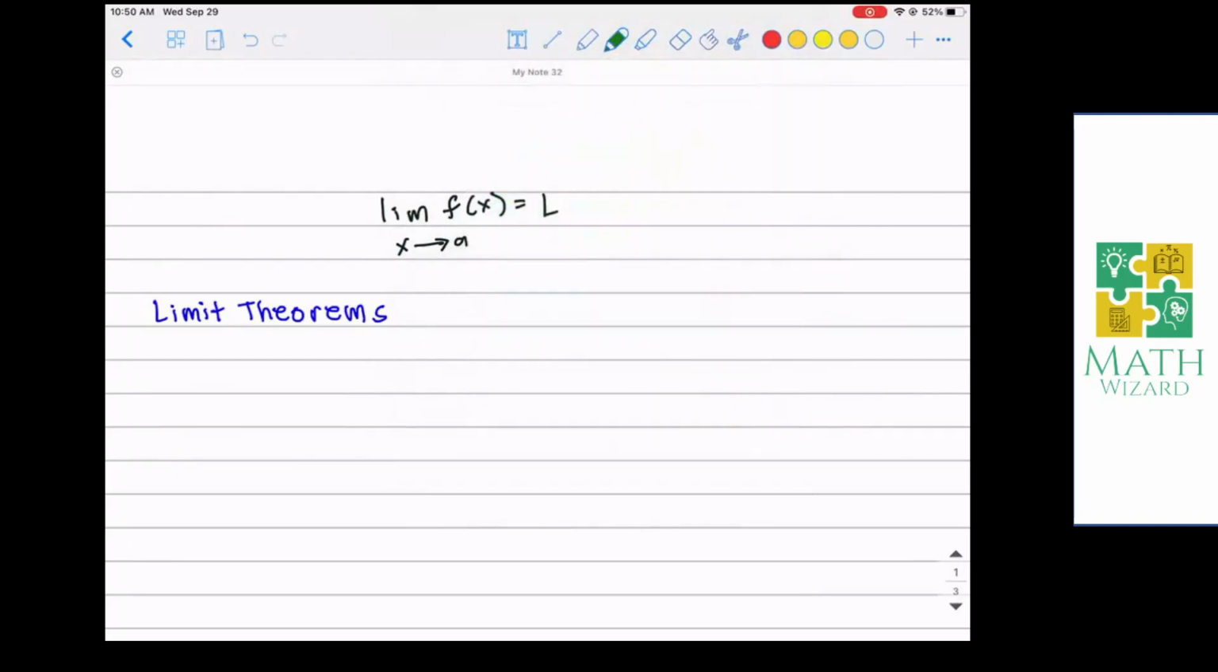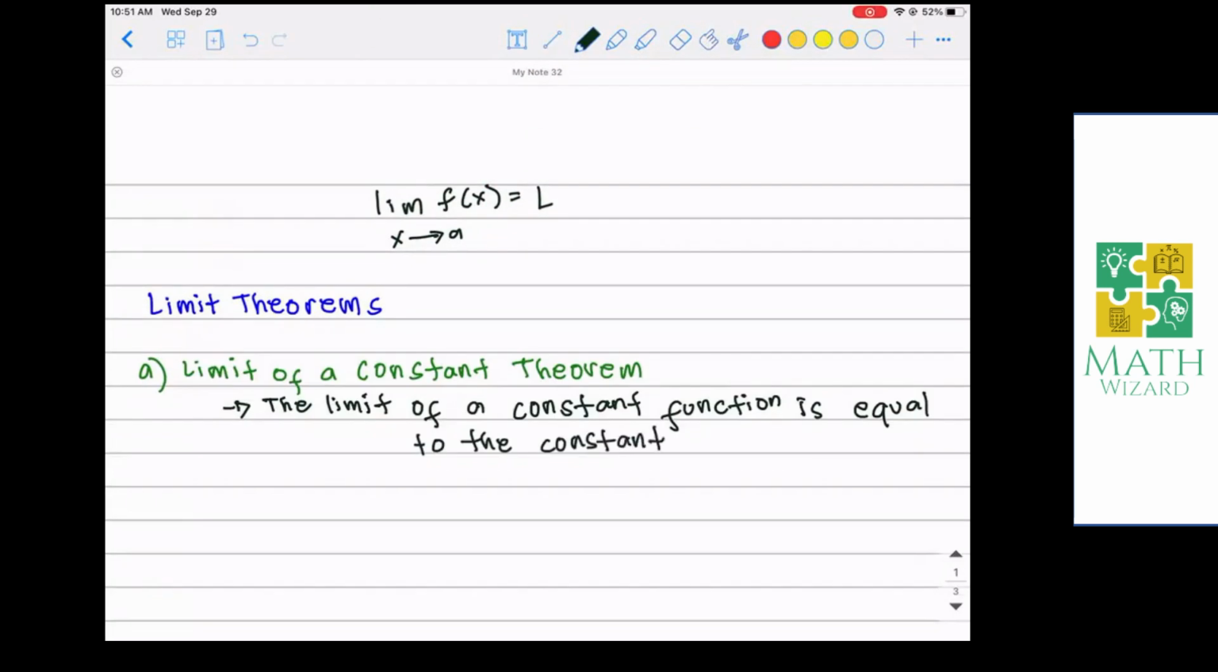So the first one is the limit of a constant. The limit of a constant theorem states that the limit of a constant function is equal to the constant. Let's say we have the limit of c as x approaches A is c, where c is a constant.